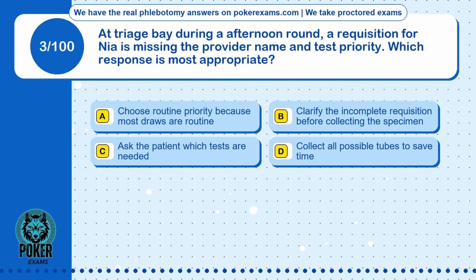Option A. Choose routine priority because most draws are routine. Option B. Clarify the incomplete requisition before collecting the specimen. Option C. Ask the patient which tests are needed. Option D. Collect all possible tubes to save time.